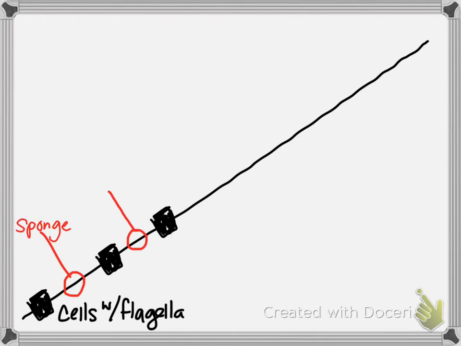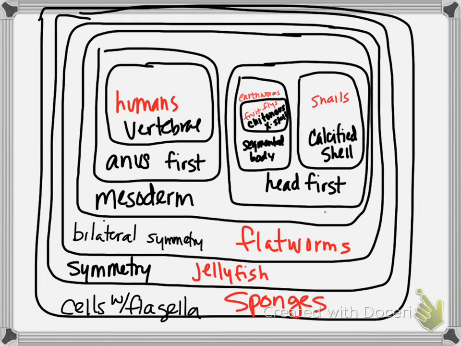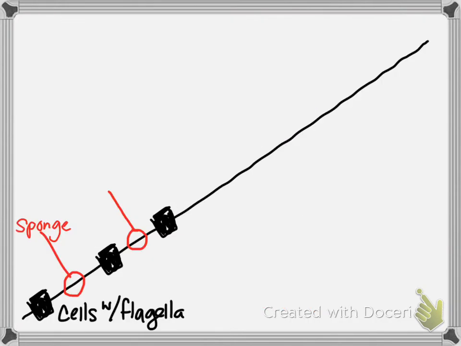What's our next shared derived characteristic? Symmetry. Any kind of symmetry. We'll take any kind of symmetry you got. Jellyfish. Jellyfish have symmetry and cells with flagella. Not a whole lot else.